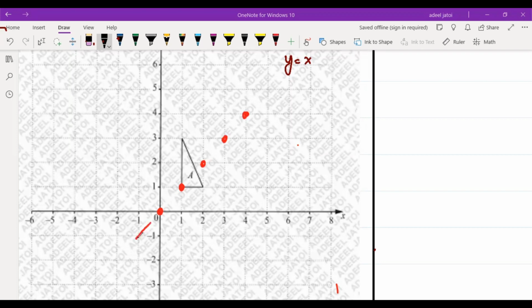So this line becomes the reflection line. The equation of the reflection line is y is equal to x. So that means for any particular y is equal to x equation, if x is 1, then automatically y becomes 1. If x is 2, y becomes 2. If x is 3, y becomes 3.